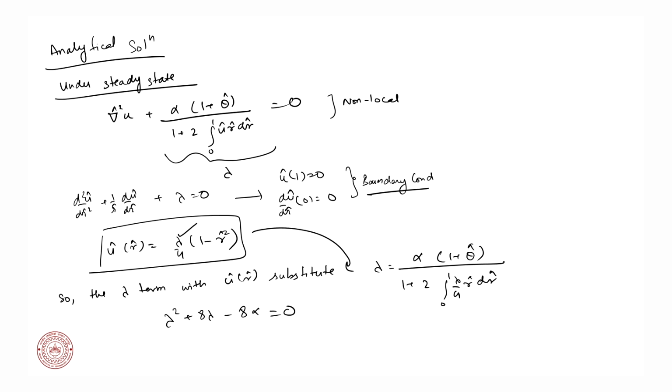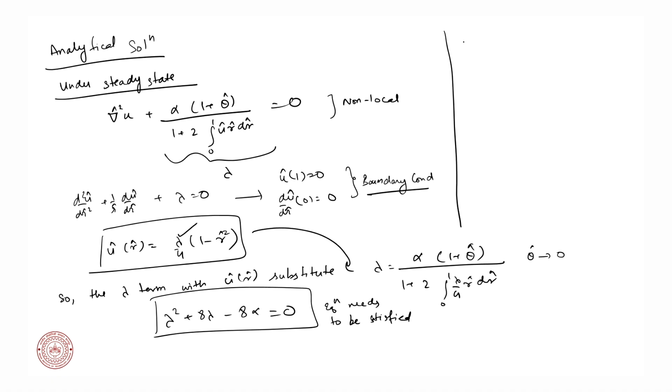All right. Again, we are assuming theta cap is very small, it tends to 0. For very small values of theta cap, we are getting this solution. This equation needs to be satisfied. So, the solution for this equation will come out to be two values. Lambda will be equal to minus 4 plus or minus 4 square root of (1 plus alpha by 2). Now, one case is whether it is positive and the other negative.